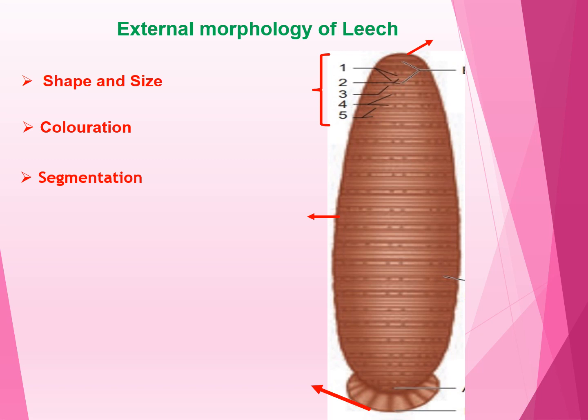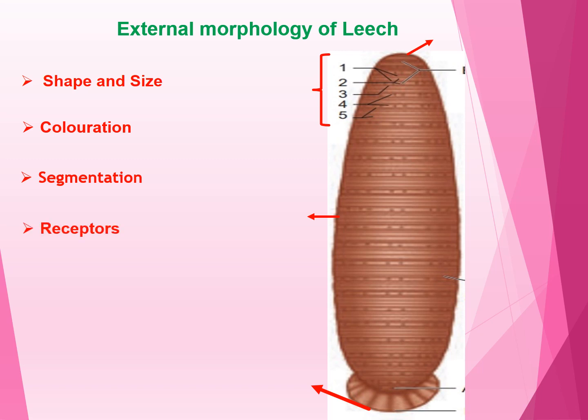A temporary clitellum is formed on segments 9 to 11, which produces a cocoon during the breeding season. The cocoon is produced during the breeding season. Breeding means the reproduction period.